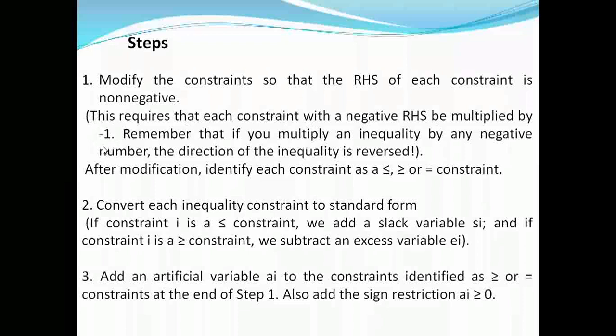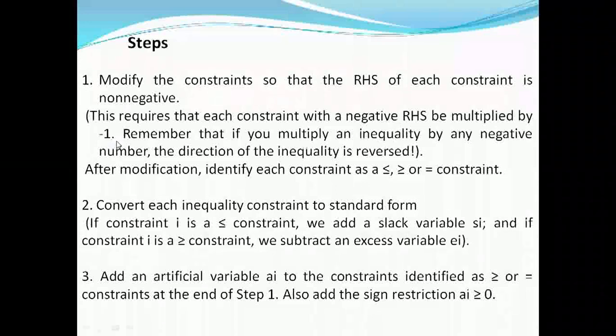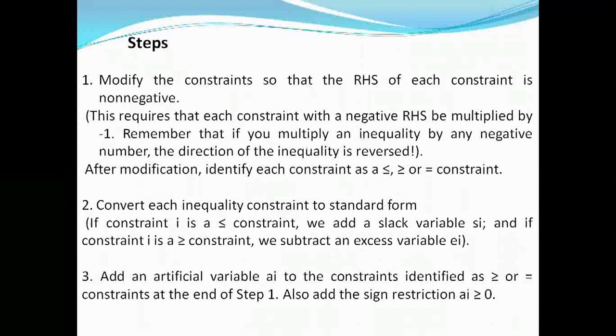I'll give you a simple example. For example, x1 plus x2 is equal to -5, in the sense that there is -5 on the right hand side after the equal sign. This -5 needs to be multiplied by -1. That is, -5 into -1 will be equal to +5. So to get a positive value on the right hand side, if the question has a negative value, then it has to be multiplied by -1.